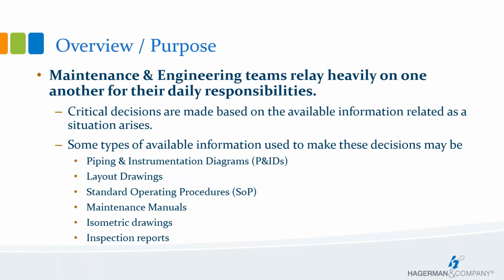So just for example, some types of information that might be used to make these decisions: things like piping and instrumentation diagrams, layout drawings to show locations of equipment or exits or things like that, company standard operating procedures, maintenance manuals, maybe isometric drawings or inspection reports. So once again, those are just some examples of the types of documentation that can be used to help make decisions during day-to-day activity.